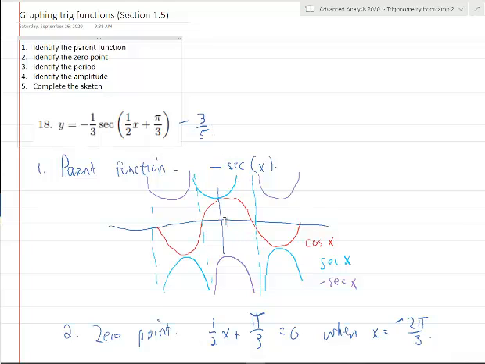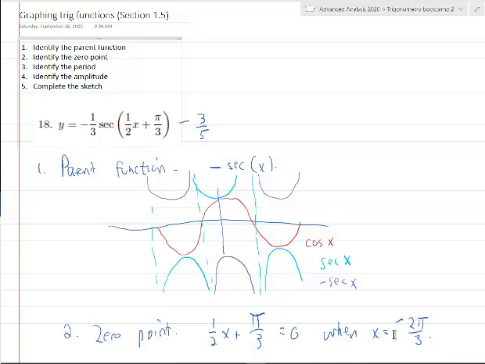Now, to get the x value of the 0 point, I want to make the argument of the trig function equal to 0. Because that tells me where my new secant, my translated and stretched and distorted secant, has its x0 value. So I take whatever's inside the trig function, the argument, and set that equal to 0. That's what I did here: 1/2 x plus pi over 3 equals 0. Do my algebra, I get x equals minus 2 pi over 3. Okay, so that's the x value of my 0 point.